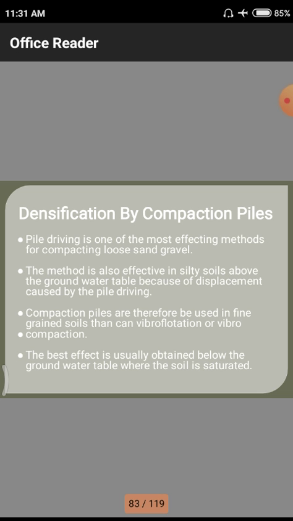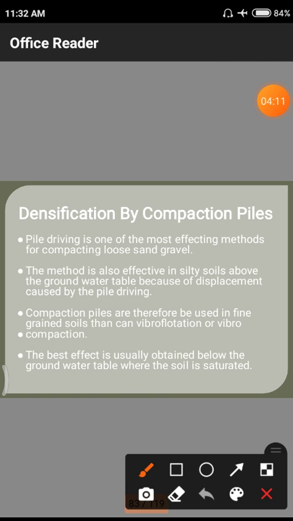The second point is that the method is also effective in silty soils above the groundwater table. That means above the groundwater table and below the groundwater table; we need to know these two points. What is the groundwater table? In the soil itself we have different layers, and in the different layers we have different mediums.